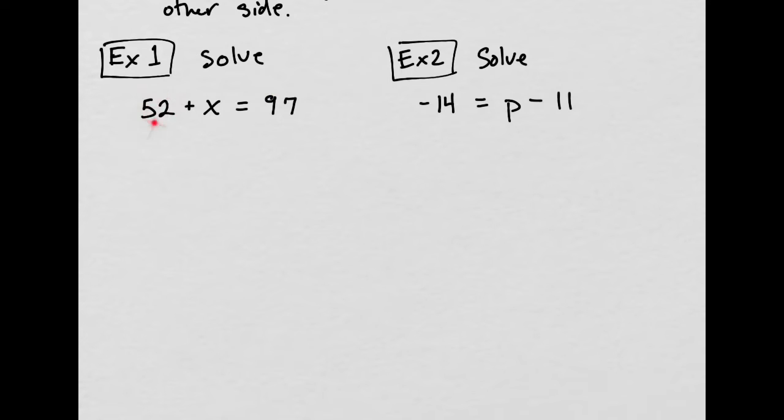So I'm going to look at this 52, and I'm going to try and undo whatever this 52 is doing. It's a positive 52 because there's nothing in front. It's not a negative. It's a positive 52. So I'm going to undo that by subtracting 52, and I have to do that to both sides. I usually write a little arrow because it's kind of like I'm moving it over. 52 minus 52 is nothing. You could write a 0 plus x or just an x. And then I do 97 minus 52, and that is 45.